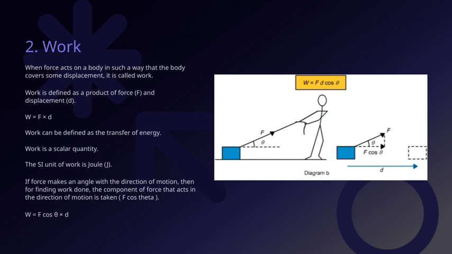Work is specifically defined as the product of force and displacement when the force acts on a body in such a way that the body actually covers some distance. Whenever force results in movement, work is being done. So, to summarize, work essentially measures how much energy is transferred when a force causes an object to move.